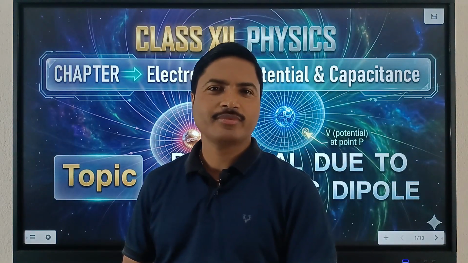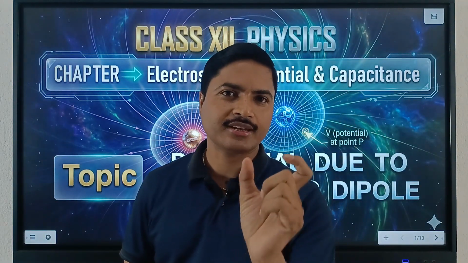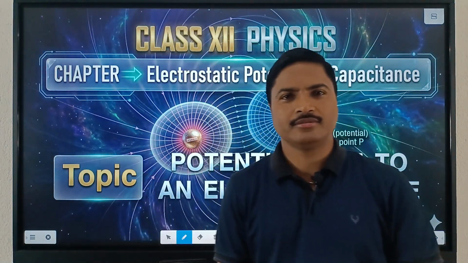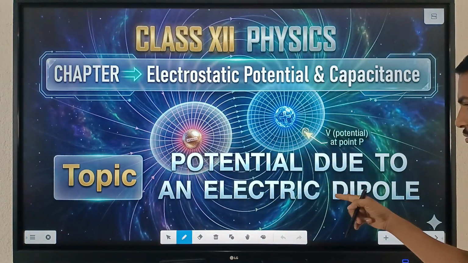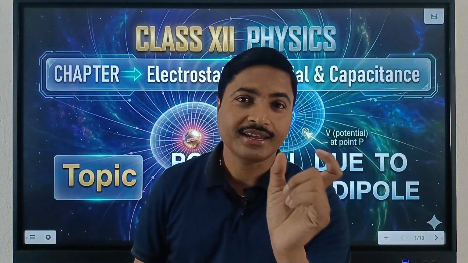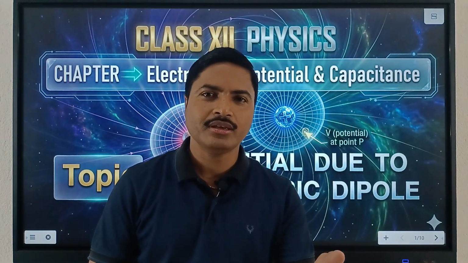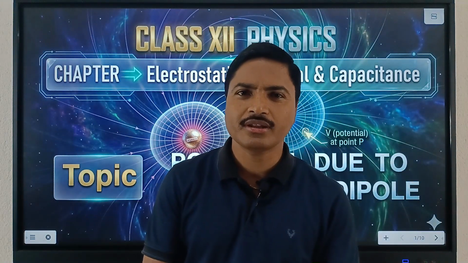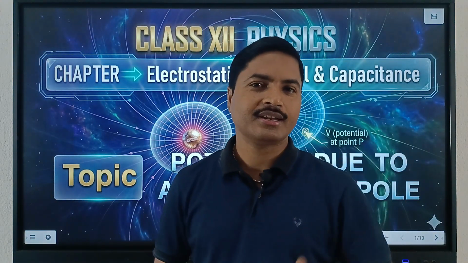Welcome to my class 12 Physics, Chapter 2, that is Electrostatic Potential and Capacitance, and the topic is potential due to an electric dipole. That means we will calculate electric potential at any point that may be on the equatorial line, on the axial line, or at any point except on the equatorial line or axial line, due to an electric dipole.